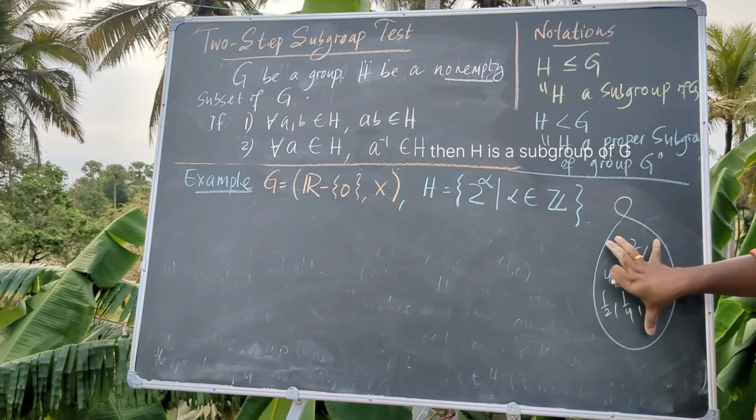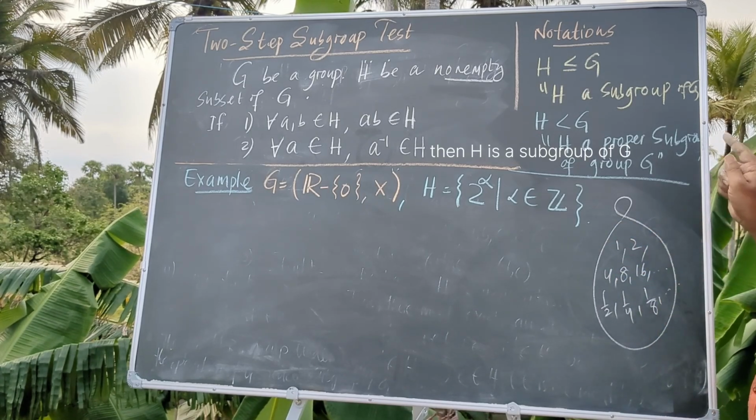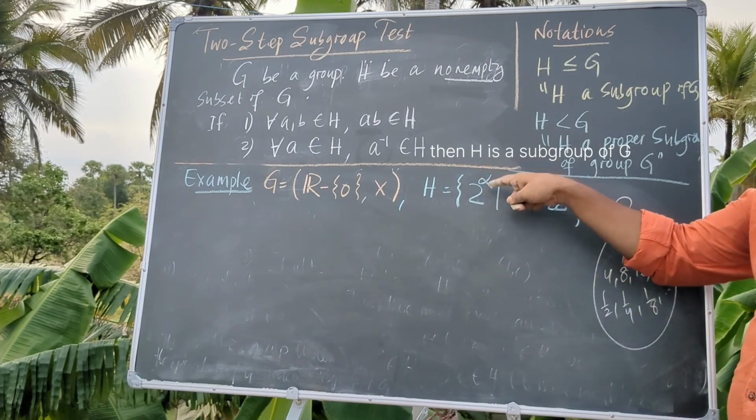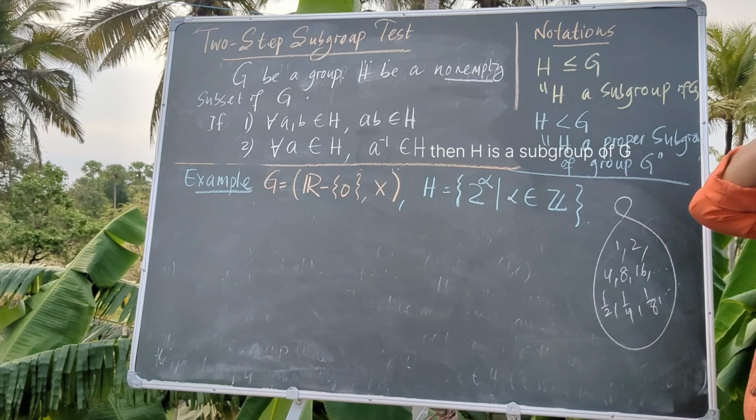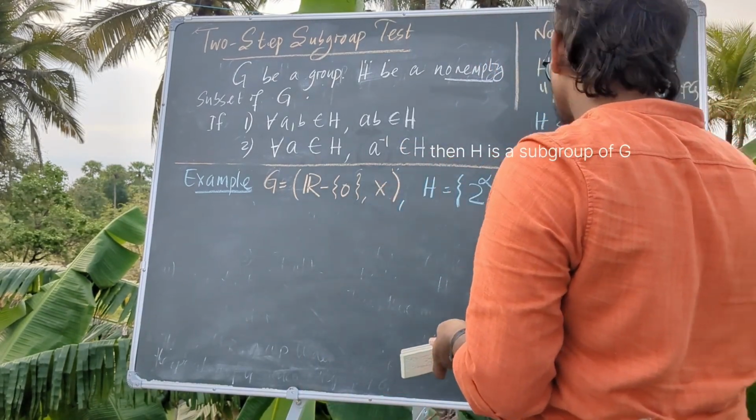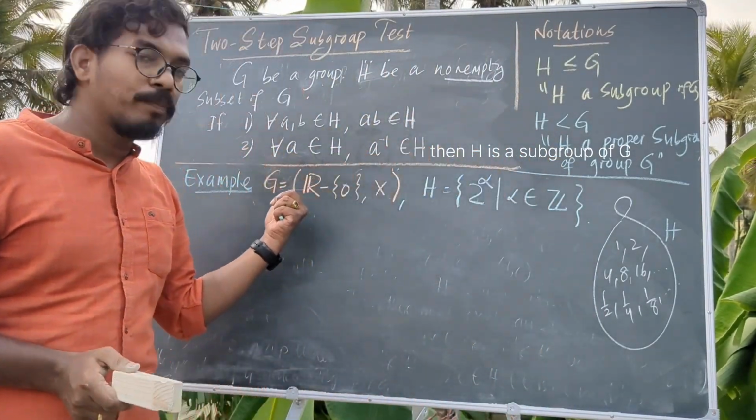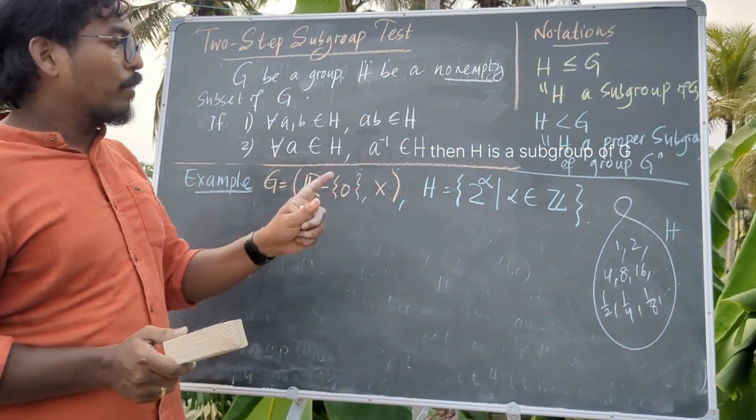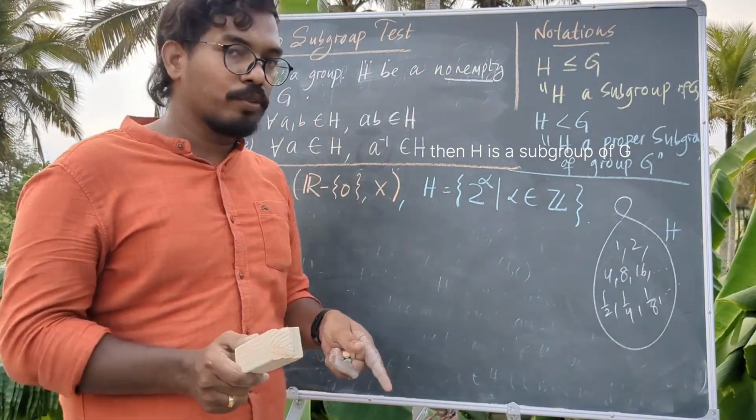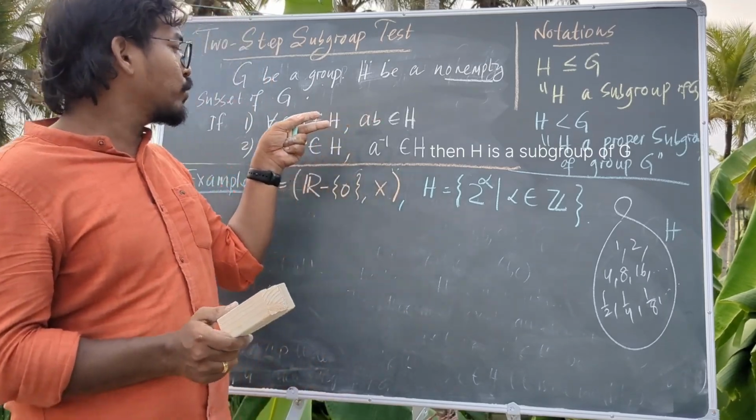This is our subset, and clearly all these are real numbers, and these are non-zero real numbers. 0 can't be written in the form of 2 to the power alpha. So this is our subset H. We are going to show H is a subgroup of the group G. So it will satisfy all 4 axioms of the group, but we will not show all 4 group axioms. We will use the 2 steps of group test. It is saying you have to only show these 2 properties.